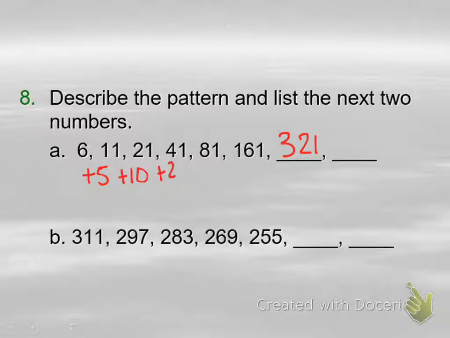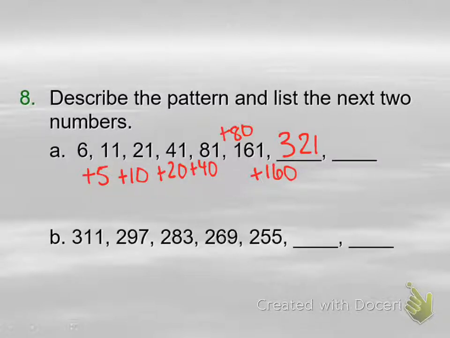Oh, hold on. We never added anything with a 5. I just stopped going. Okay, so between 41 and 81, we'd add 40. Between 81 and 161, we would add 80. So how much did we add here? We added 160.